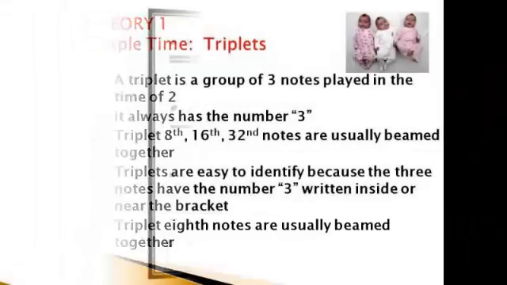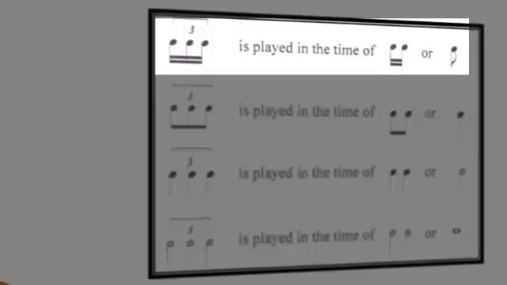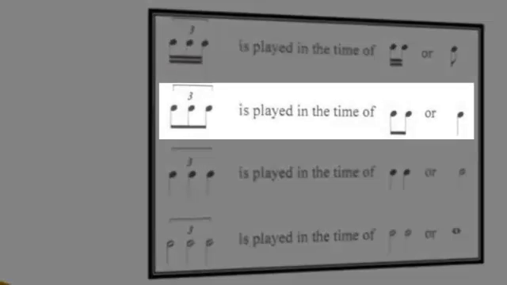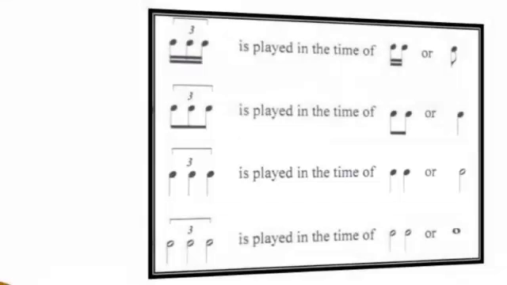Here, when we look at this, we see we have triplet 16th notes, which means that you're playing 2 16th notes in the time of 3 16th notes. And we know that 2 16th notes are equal to an eighth note. Triplet eighth notes means that they're being played in the time of 2 eighth notes, which is the same as a quarter note. Triplet quarter notes are played in the time of 2 quarter notes or a half note. And triplet half notes are played in the time of 2 half notes, and they're the equivalent of a whole note.